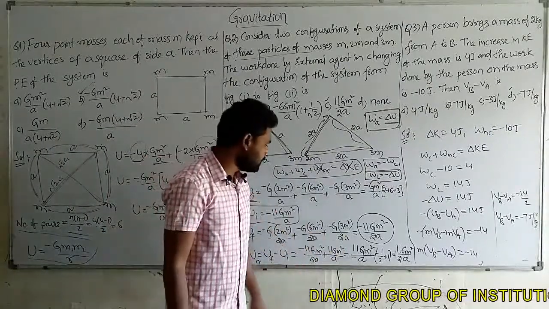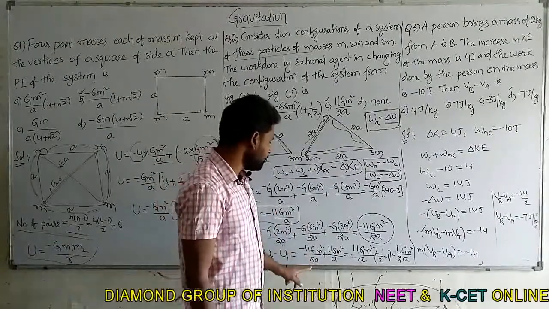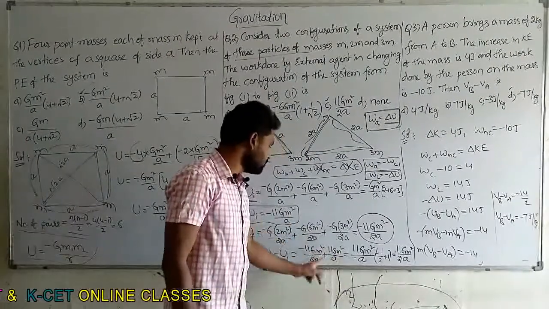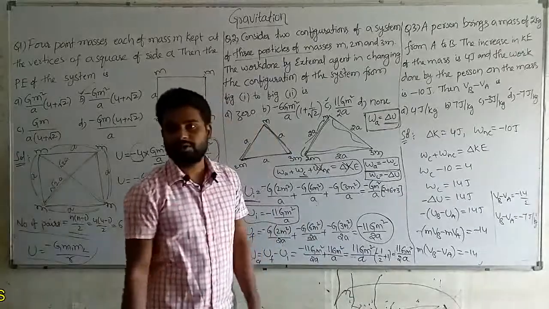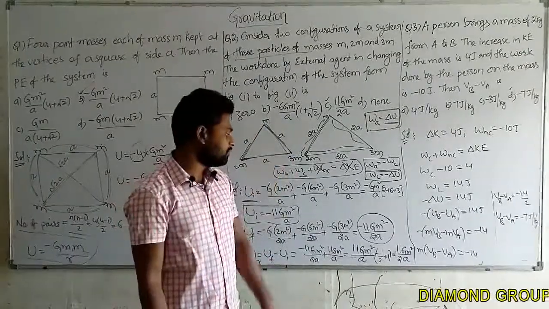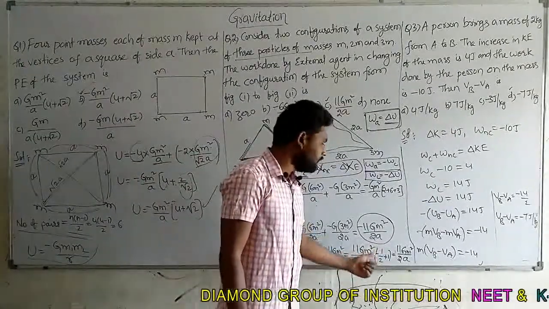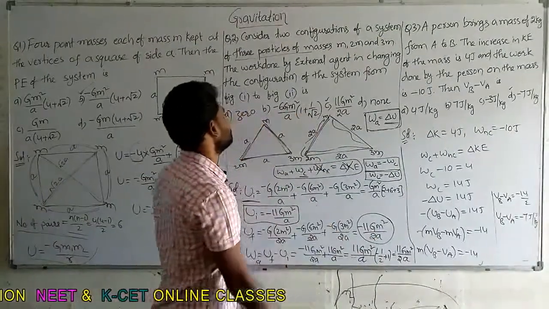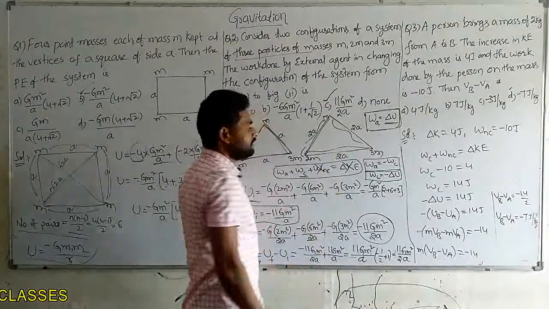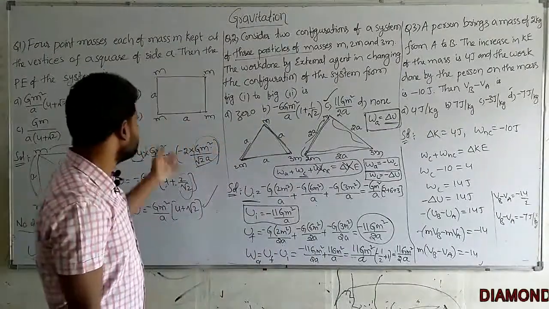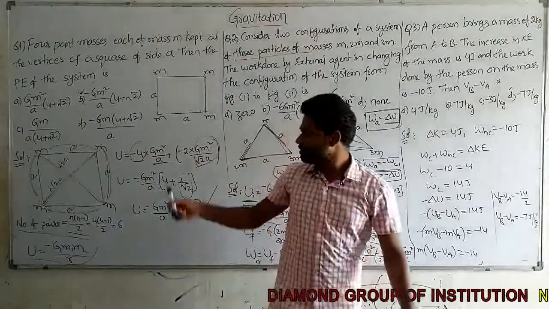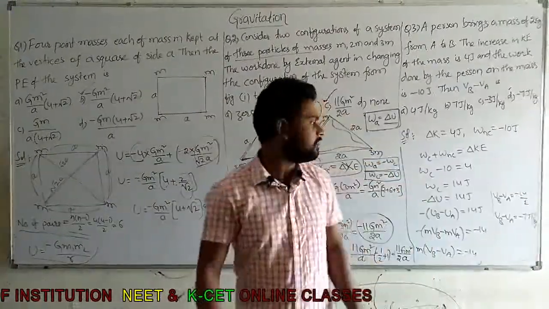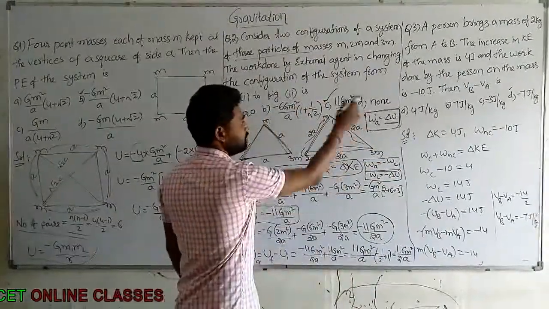Now simplify it. Here 11 G m square by a is common, so from this term we get minus 1 by 2, from this one we get 1. Minus 1 by 2 plus 1 is plus half, so 11 G m square by a into half gives 11 G m square by 2a. So it is 11 G m square by 2a, option C. If they give equal masses, follow this one. If they give unequal masses, follow this one. If they ask for the work done, remember this formula.